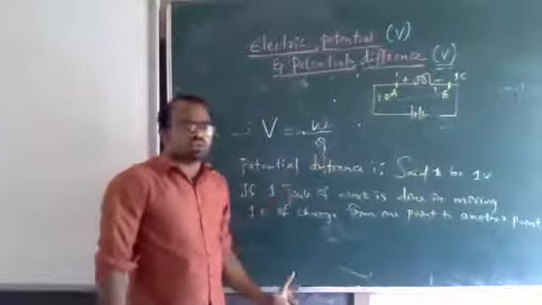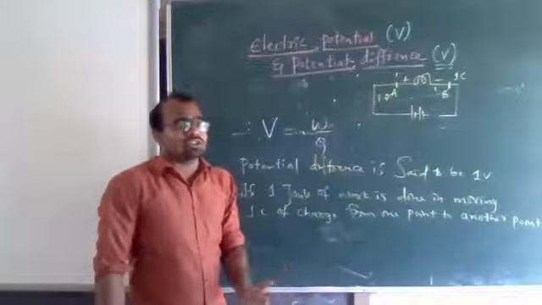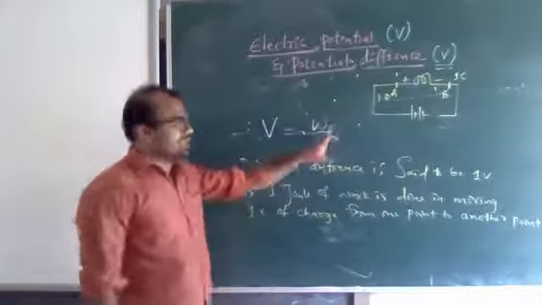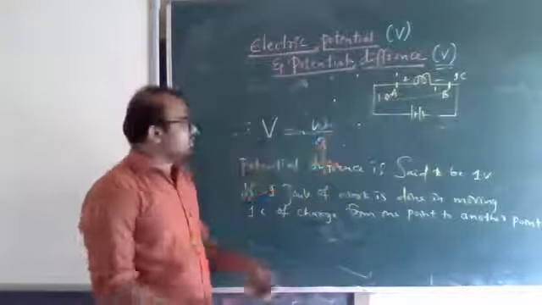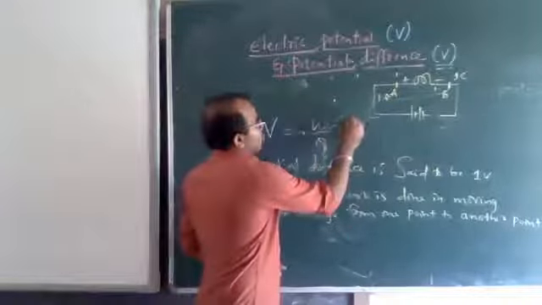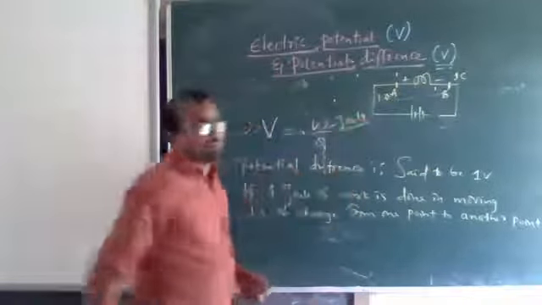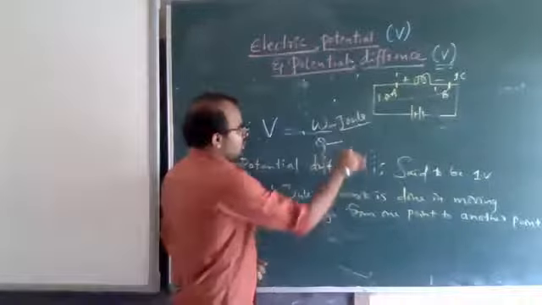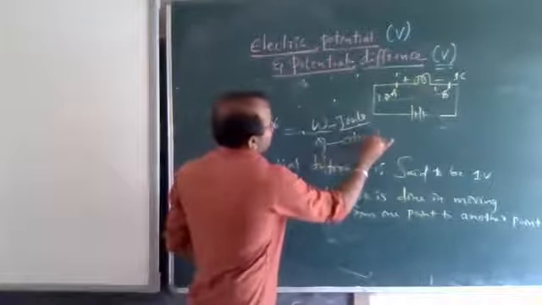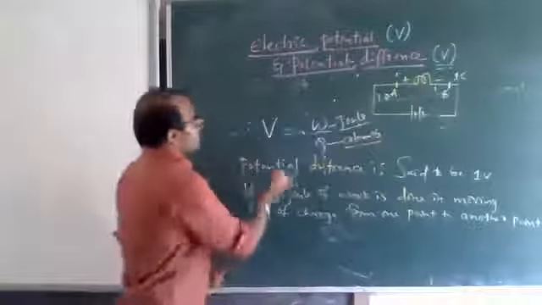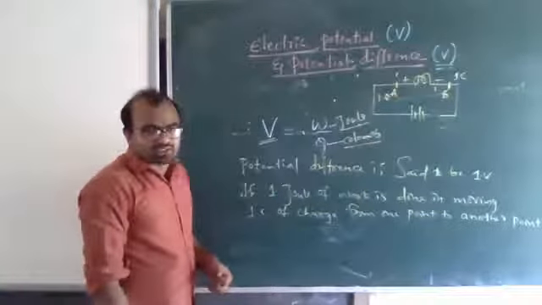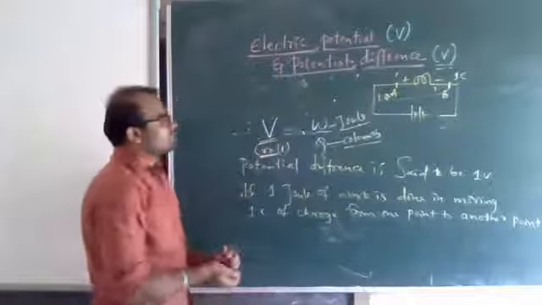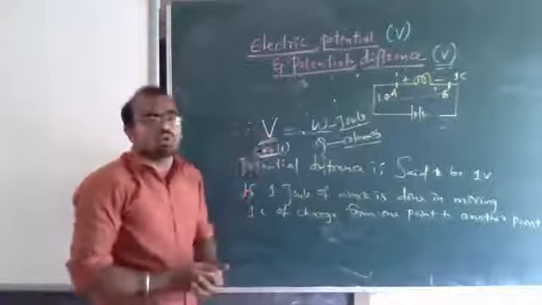Please note down the definition, note down the formulas correctly, and SI units, very much important. SI unit of work is joule. I will explain all SI units in the next class. SI unit of Q, that means charge, is coulomb. Then V means potential difference, SI unit of V is volt. And the instrument used to measure V is voltmeter.